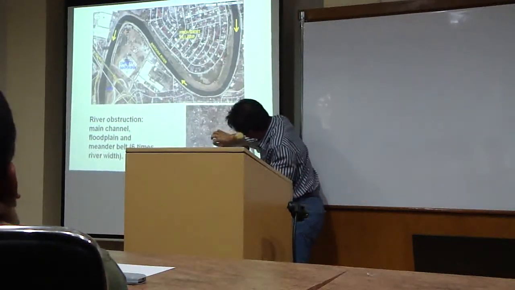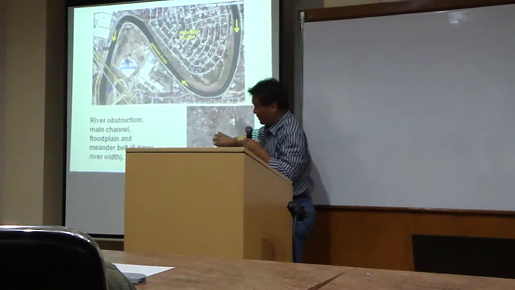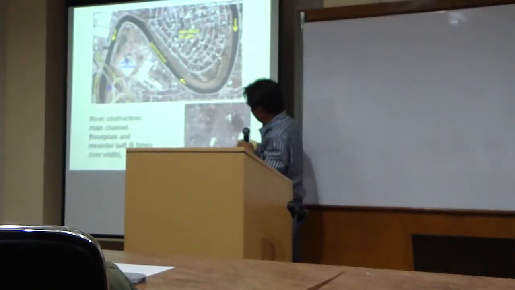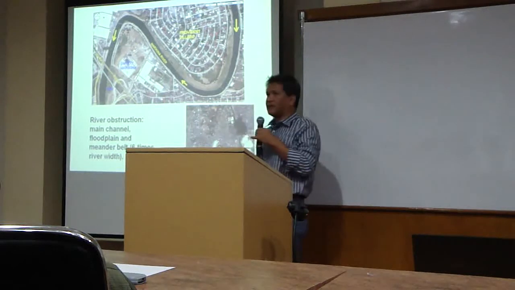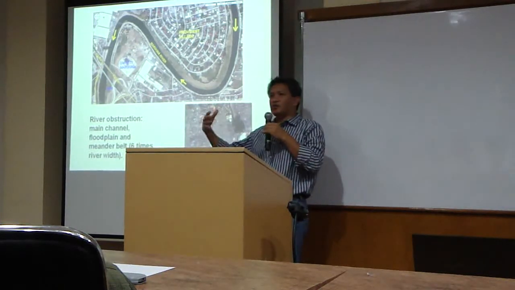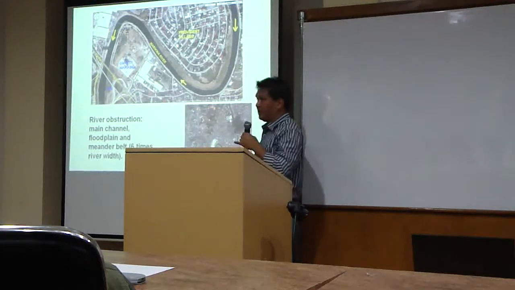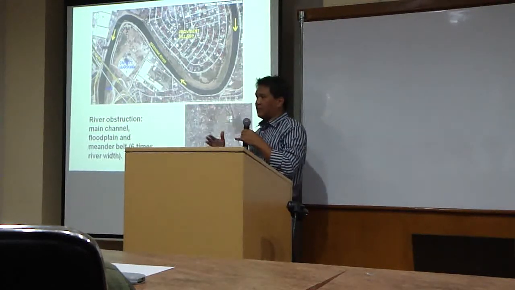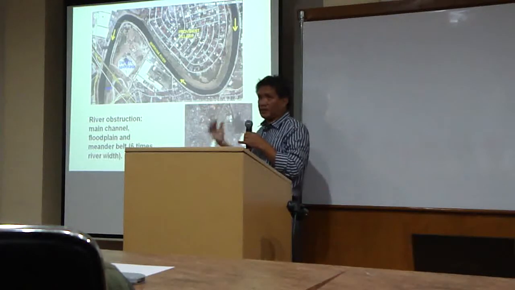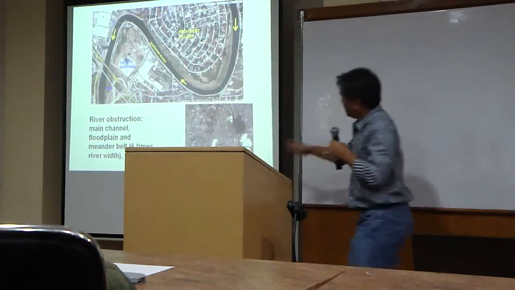You should allow about six times as wide as that. But even for this case, maybe it's not really a natural meander belt that you have to look into, because of the developments that have already physically constrained or restricted the river. So that doesn't even apply.